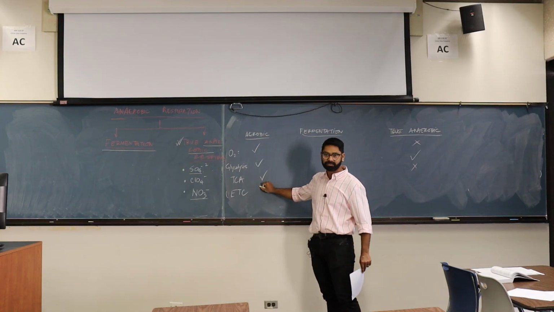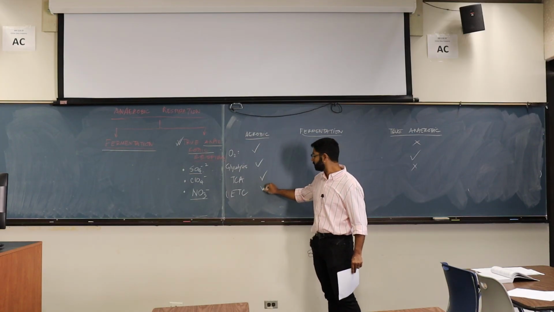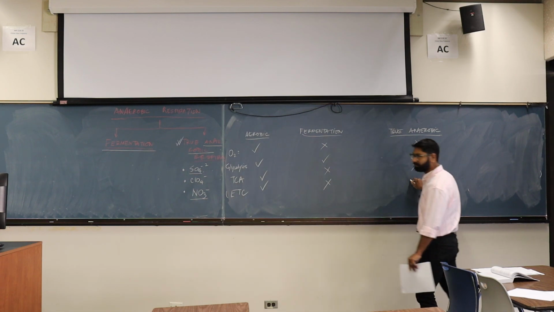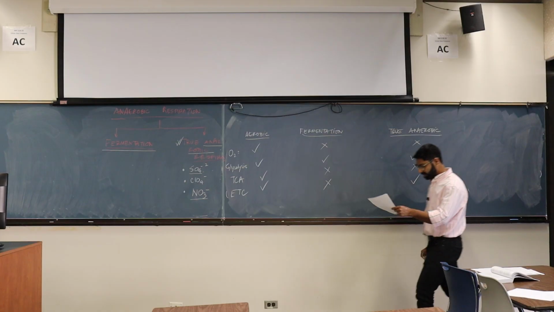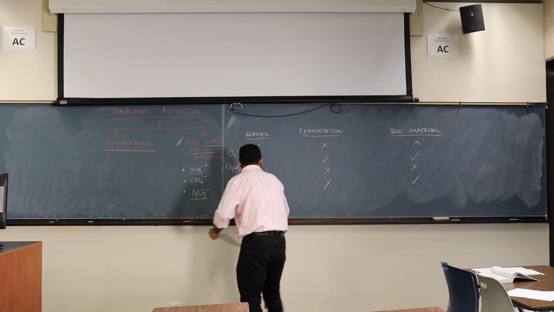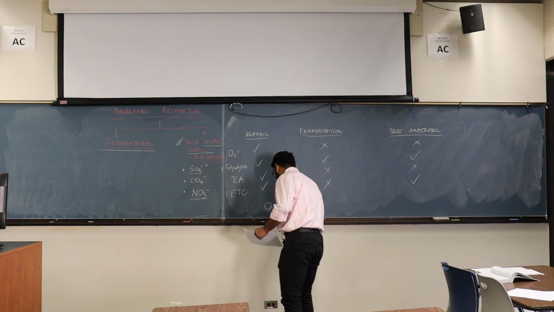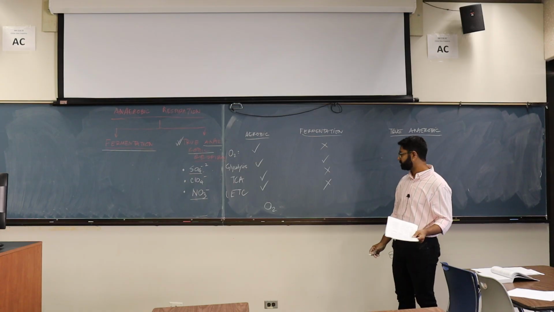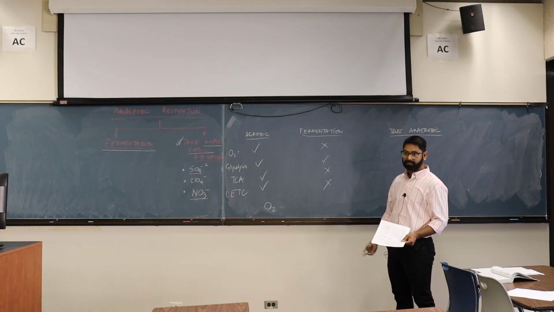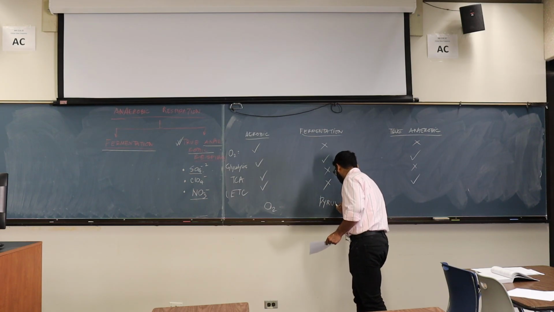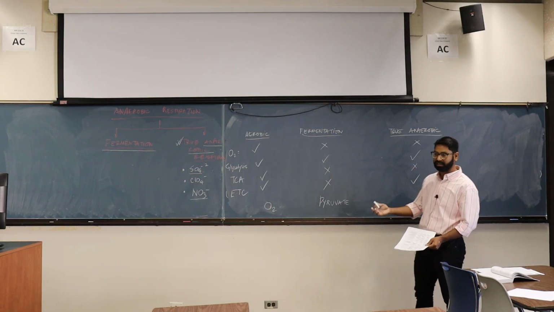Electron transport chain? Does this have an electron transport chain? Aerobic? Does this one have an electron transport chain? No. Does this one have? Yes. Final acceptor is what? O2? What is the final acceptor? The pyruvate, because this is where it stops. This is the last one that can actually take the electrons. That's why you don't have a lot of electron acceptors.